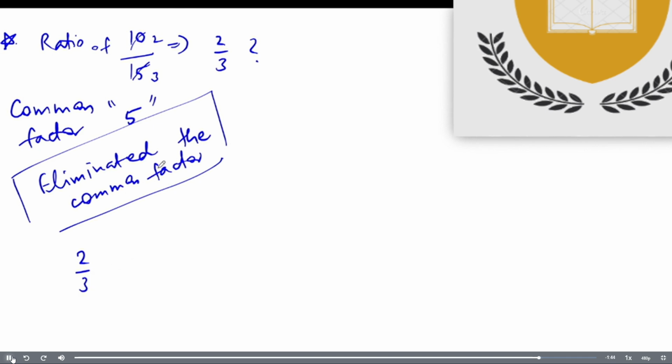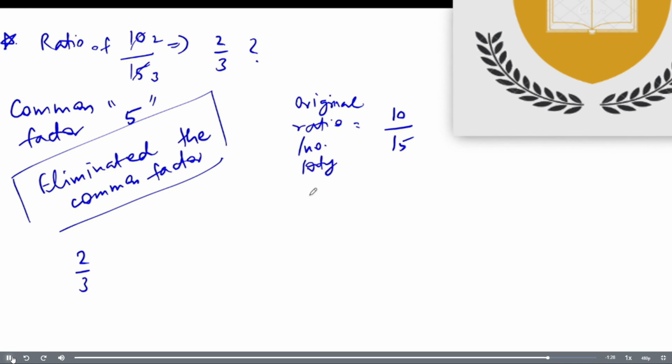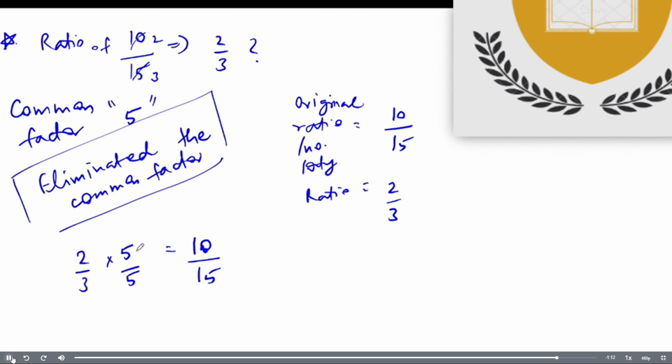So if I now want to bring back this ratio to its original ratio, what is the original ratio? Original ratio is 10 by 15. Original number or ratio you can call it, or you can call it quantity also. That is 10 by 15, and the ratio which I have got after simplification is 2 by 3. If I want to bring this 2 by 3 to the original ratio, original number, I have to multiply it by the common factor. Same common factor which I took out and eliminated, I need to multiply it with the same simplified ratio to get the original ratio.